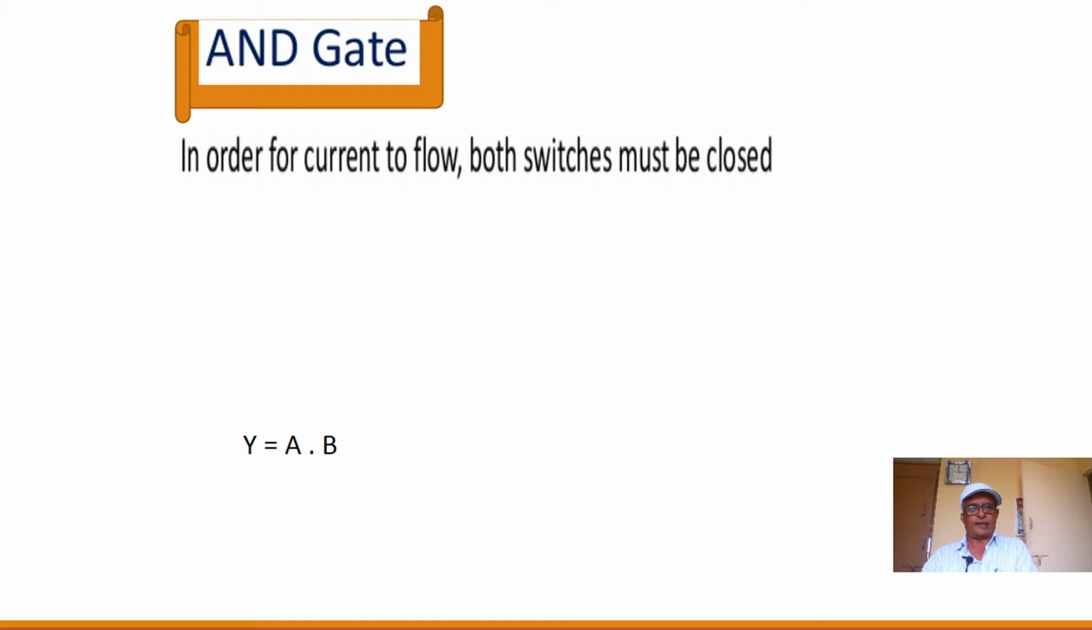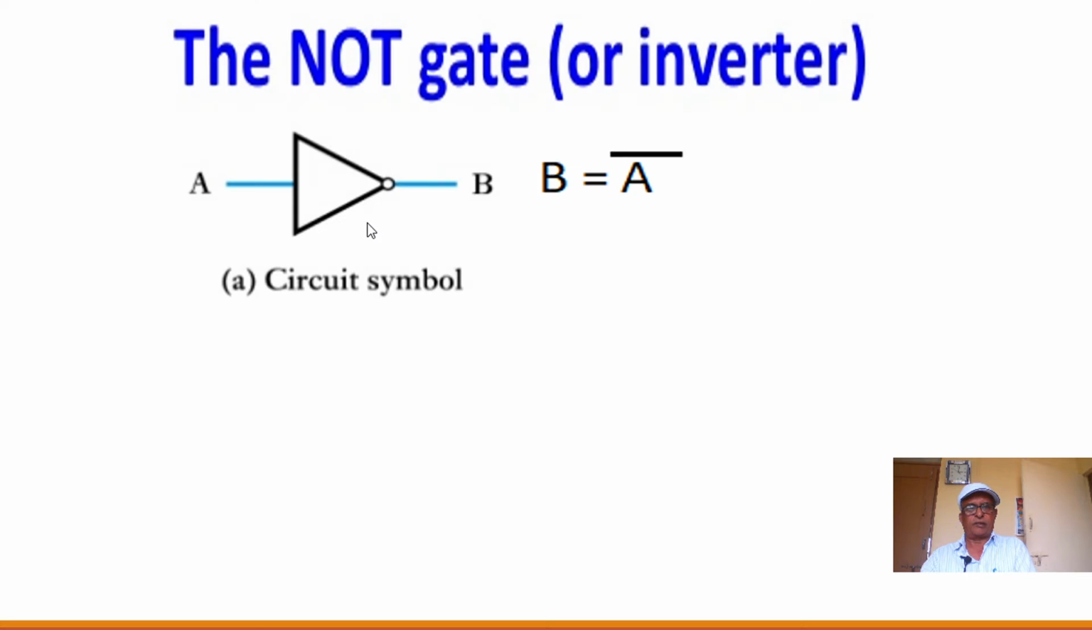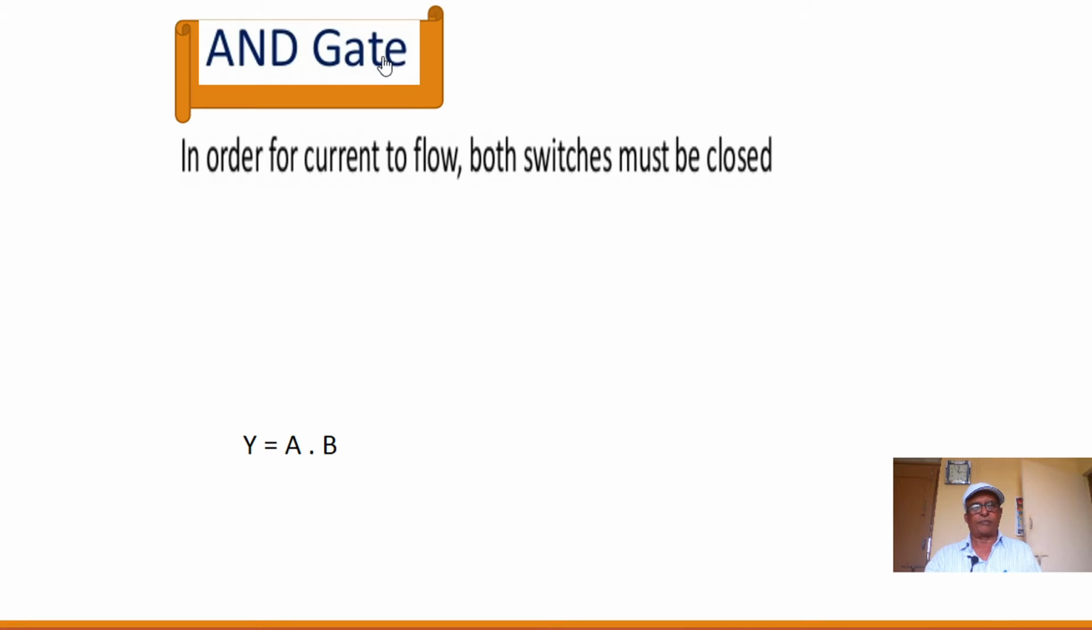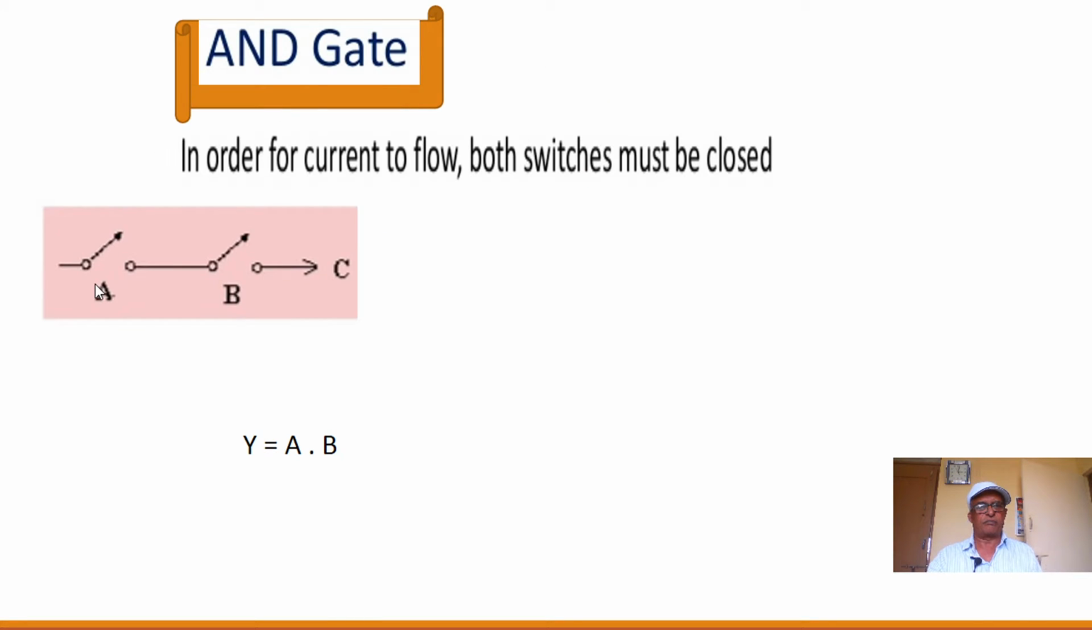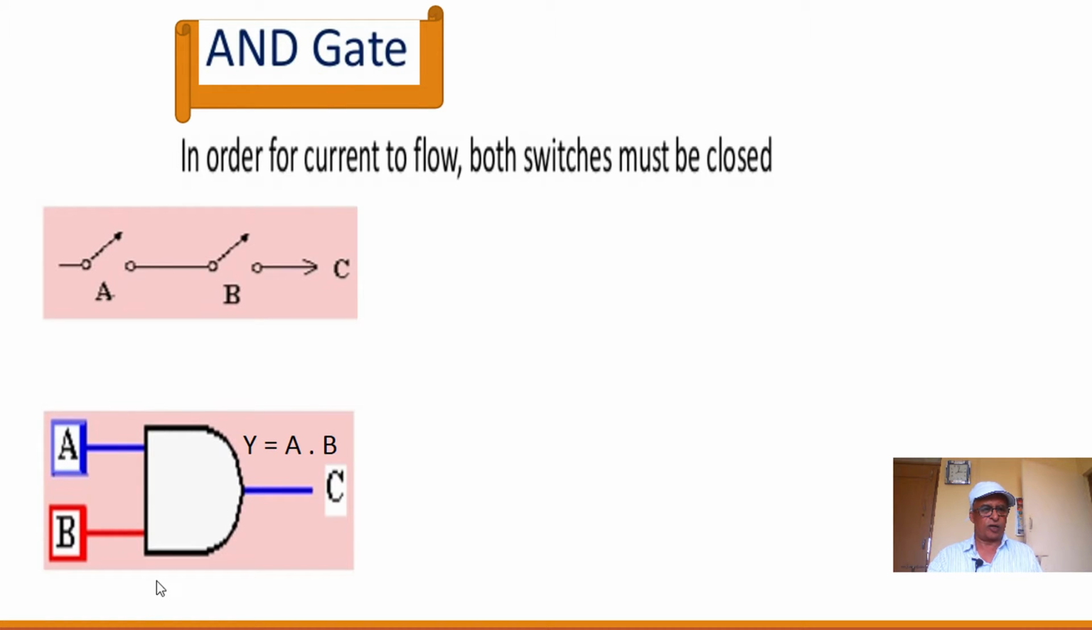The next gate we are going to discuss is the AND gate. In the AND gate, current flows only if both switches are closed. Let us consider a simple circuit. Here the input is connected to the output through serial switches A and B, and the expression is Y equals A B.